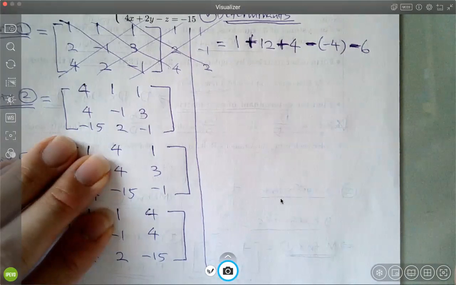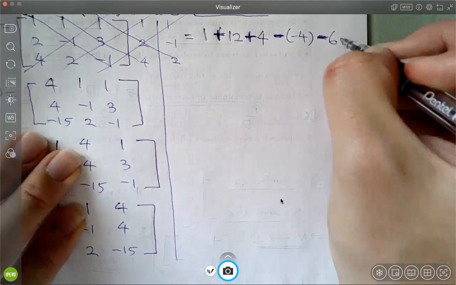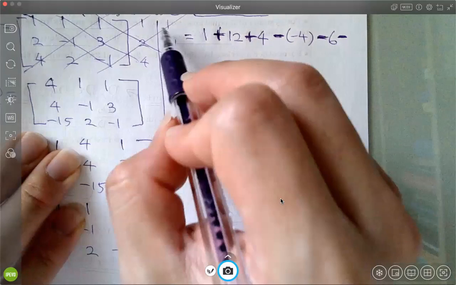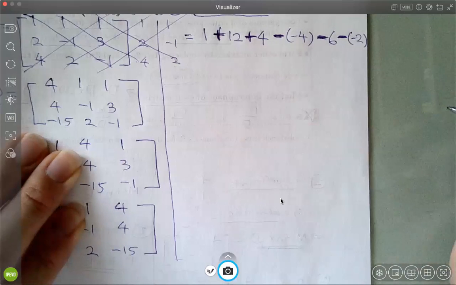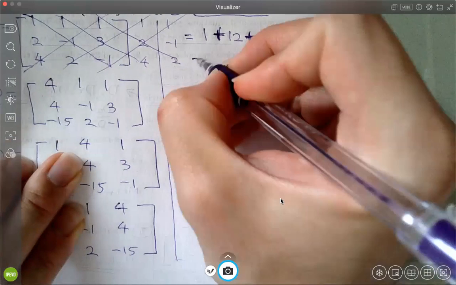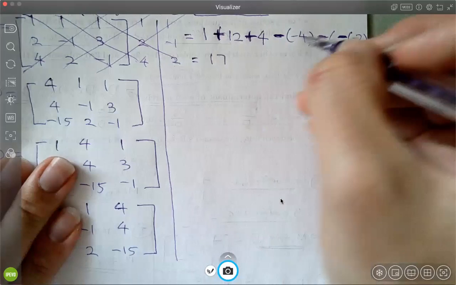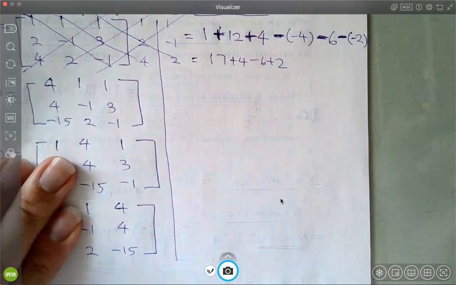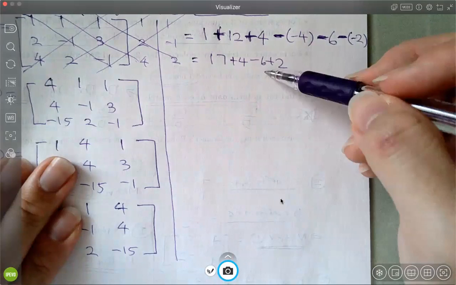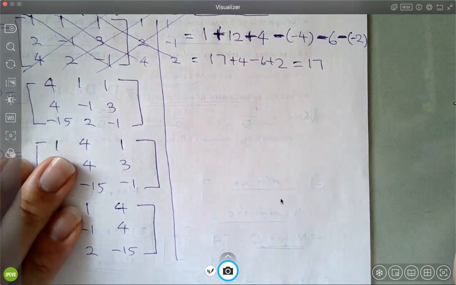And then minus, once again, -1, 2, 1, so that's -2, so minus -2. Now simplify. 13 plus 4, so that's 17. And then plus 4 minus 6 plus 2. What is this? 21 minus 6, so that's 15, plus 2, so that's 17. And 17 is equal to D, right?